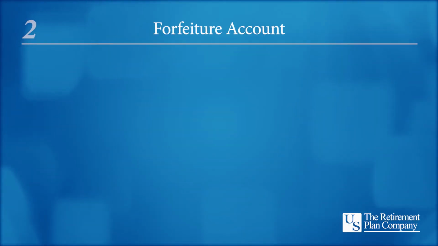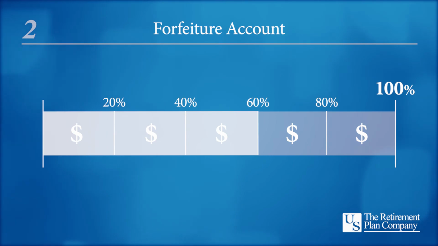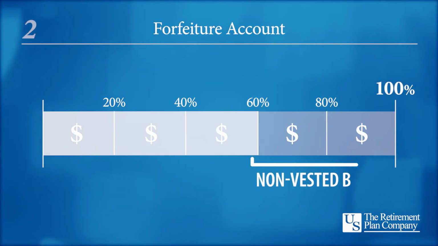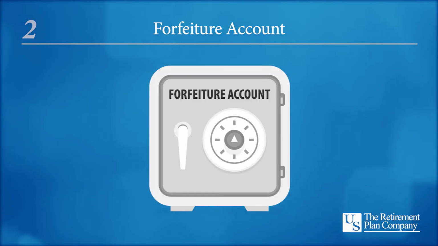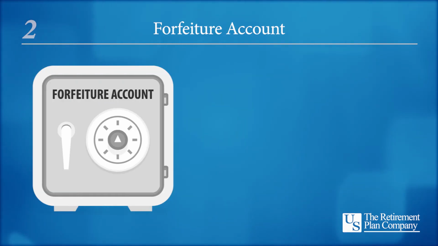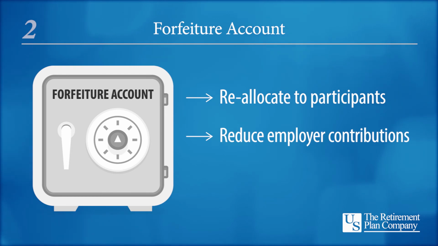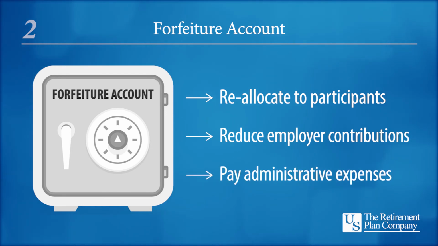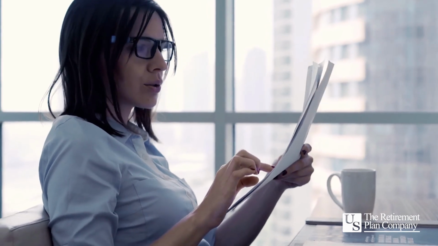Second, plan sponsors can use forfeitures to pay plan expenses. A qualified retirement plan may make some employer contributions subject to a vesting schedule. If an employee terminates before being fully vested in such contributions, they forfeit the non-vested portion of their balance back to the plan. That amount is held in the plan's forfeiture account. Forfeiture accounts can be set up to reallocate money to other participants, to reduce employer contributions, or to pay administrative expenses. The plan document spells out how forfeitures are to be handled each year.